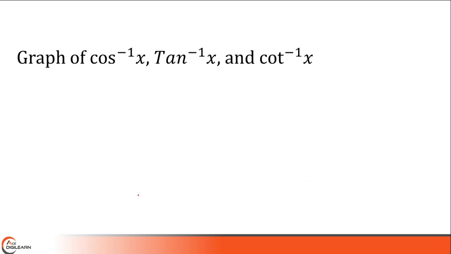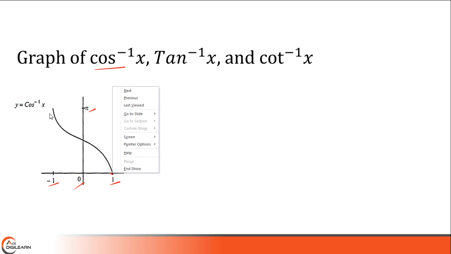Next, I am explaining the graphs of cos inverse x, tan inverse x and cot inverse x. First, cos inverse x. The domain, as we know, is minus 1 comma 1, and the range is 0 comma pi. Cos inverse 1 is 0, cos inverse minus 1 is pi, and cos inverse 0 is pi by 2. The graph is like this.